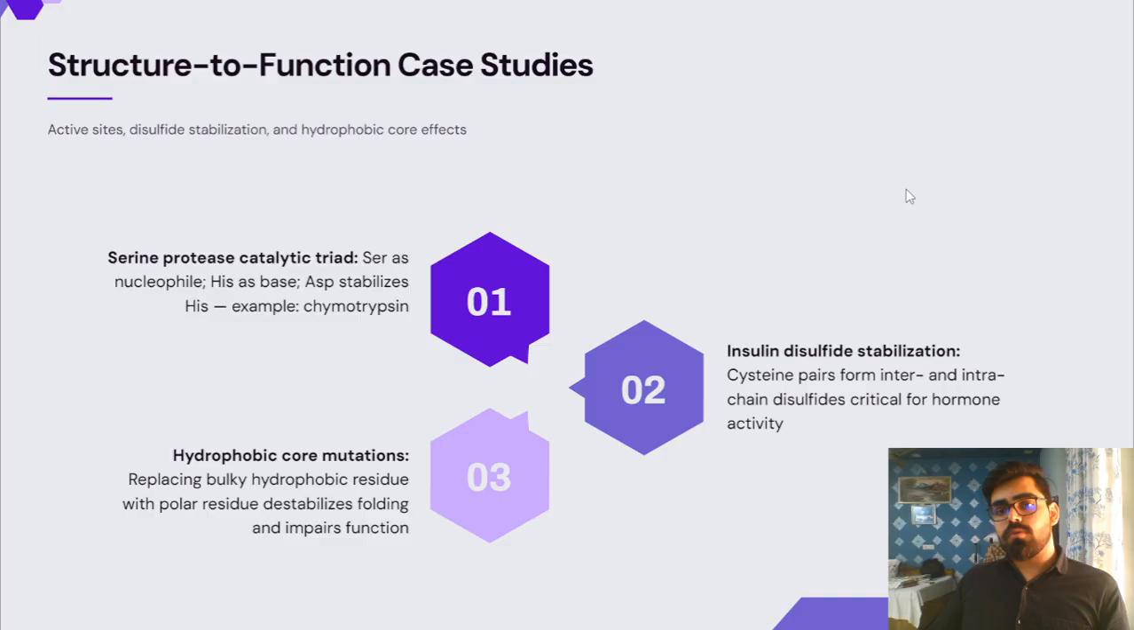Hydrophobic core mutation is the third type of structure to function case study that we are going to study. When we talk about the peptide linkage, as we have talked before, some residues are hydrophobic in nature. It means they do not form hydrogen bonds, so they can be replaced by polar residues which do form hydrogen bonding, so they better stabilize the structure and restore the function which was impaired by the hydrophobic amino acids.